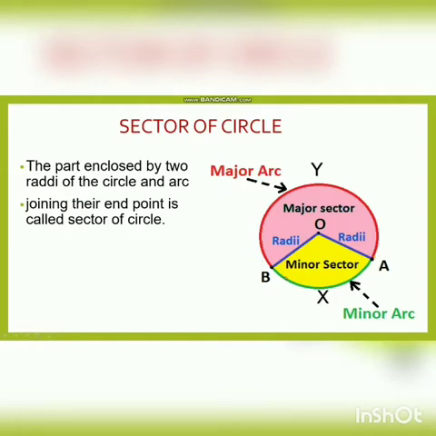Now, sector of the circle. The portion you can see here, this part of the circular region, which is shown in yellow color, is enclosed by radii OB and OA with this minor arc BXA. So this whole yellow circular region or part is called the sector of the circle.